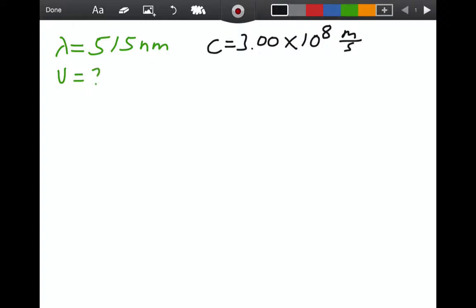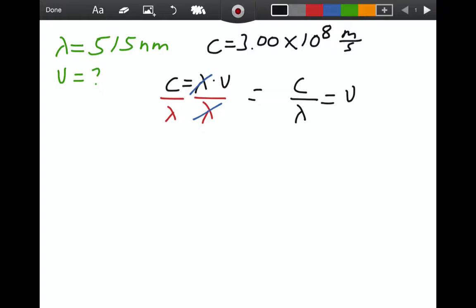Now we do have an equation that relates c, lambda, and nu. So we have c is equal to lambda times nu. Now we're looking for nu, so let's go ahead and rearrange this equation. We're going to divide both sides by lambda to get nu all by itself. That's going to allow my lambda here to cancel, and that leaves me with c over lambda is equal to nu. So it would seem a very straightforward process at this point to just take our speed of light, c, divide by our wavelength lambda, and get our nu. The only problem is we have issues with units.